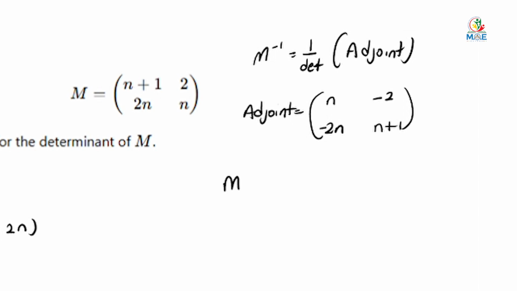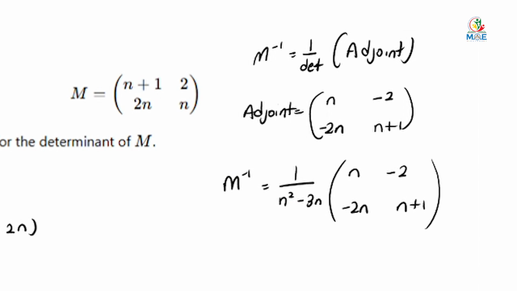So M inverse now would be 1 over the determinant, and we found the determinant to be n squared minus 3n. So it's 1 over n squared minus 3n, multiplied by the matrix n, negative 2, negative 2n, and n plus 1. So this can be simplified too.